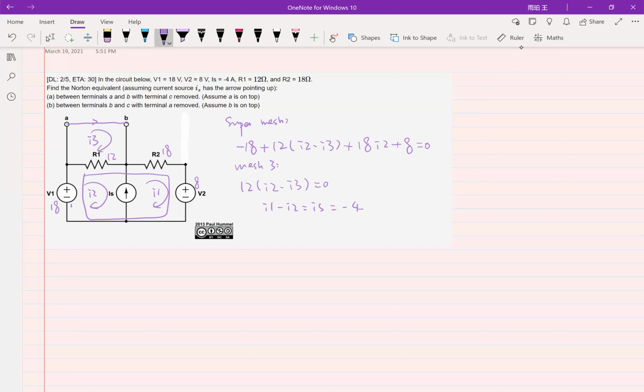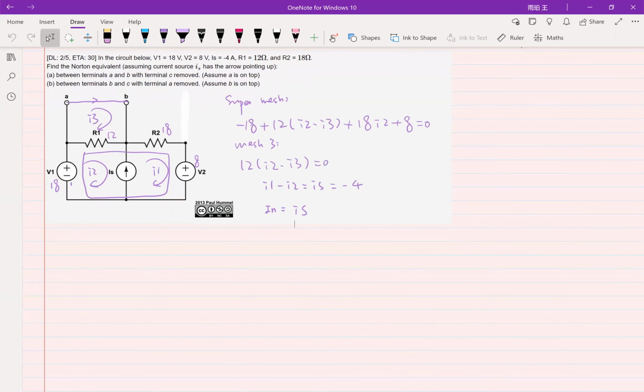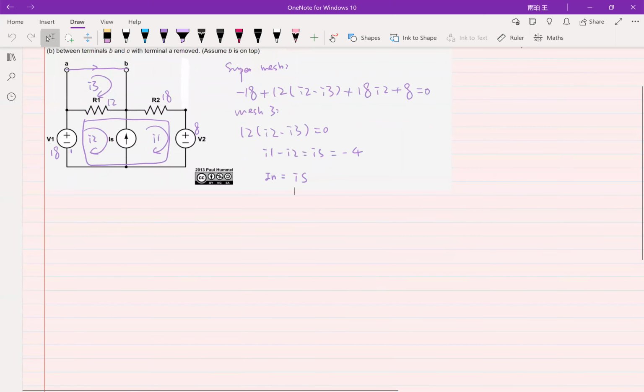So we have 3 unknowns and 3 equations. The 3 unknowns are I1, I2, and I3, and we can now solve for the whole circuit. Just notice that IN is actually equal to I3 in this case. So that's the Norton equivalent current for part A. This question also asks for the equivalent resistance of the circuit.